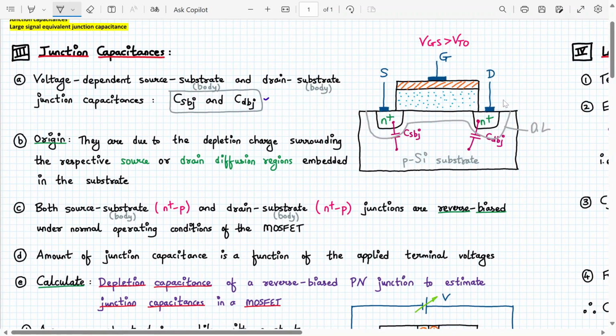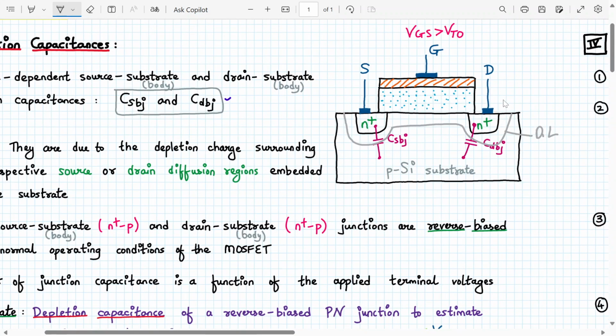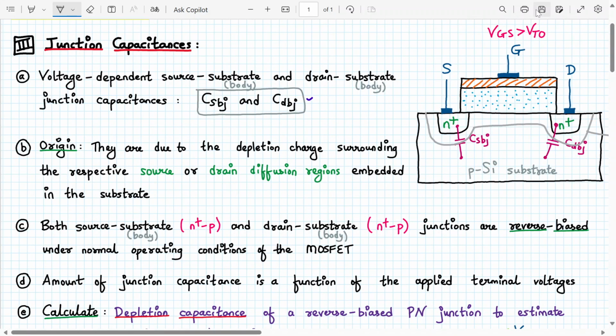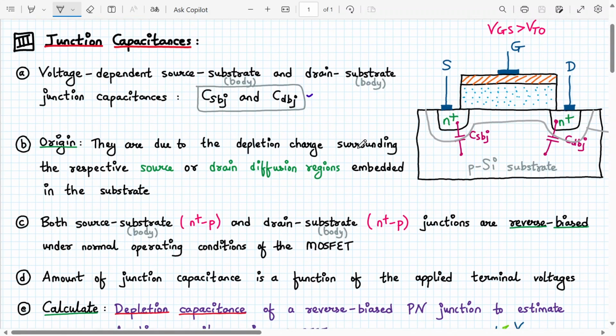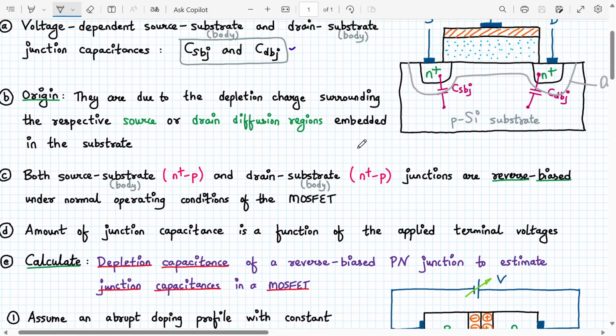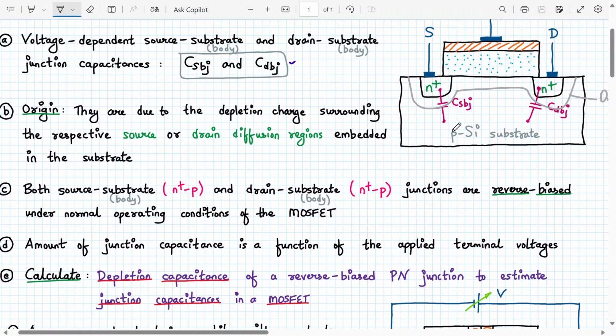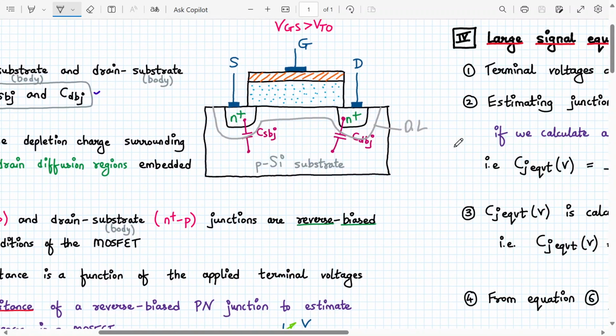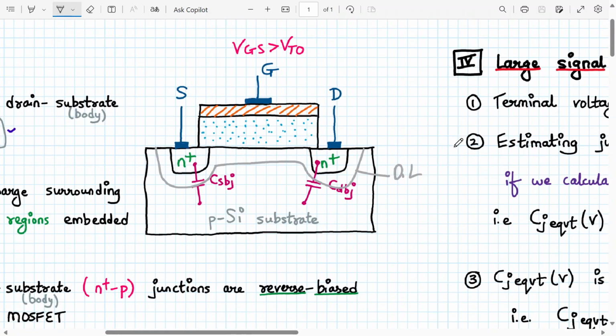So in a PN junction also, these charges are present in reverse bias because of the change in the reverse voltage and because of the change in the depletion layer. So that's the origin. So both source-substrate, that is N plus P and N plus P junctions, are reverse biased under normal operating conditions. Now why they are reverse biased, let me show it to you over here.